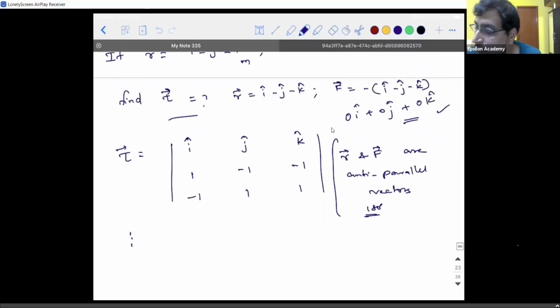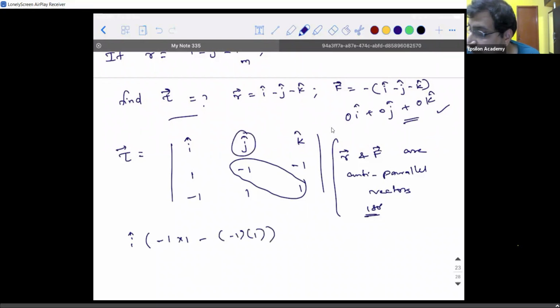So I cap into, what am I supposed to do? These two will be multiplied. How much is that? Minus 1 into 1 minus of minus 1 into 1. So this will be minus j cap. So minus j cap into what is the answer, guys?